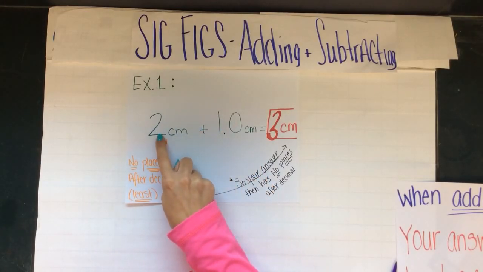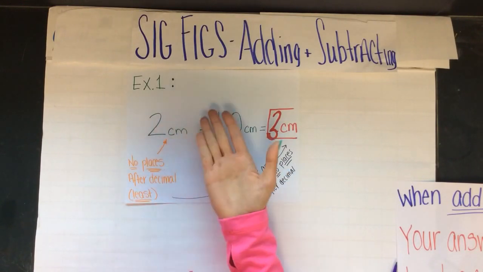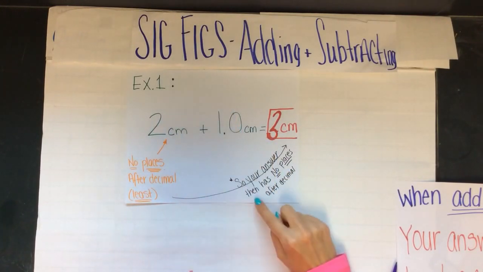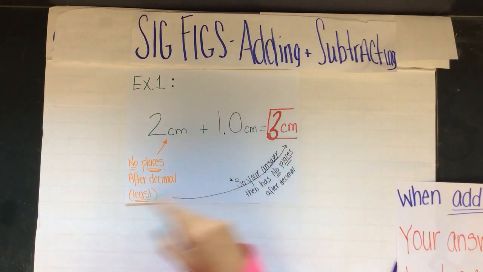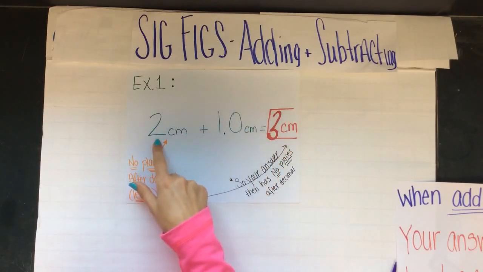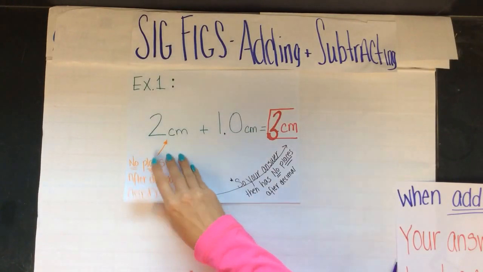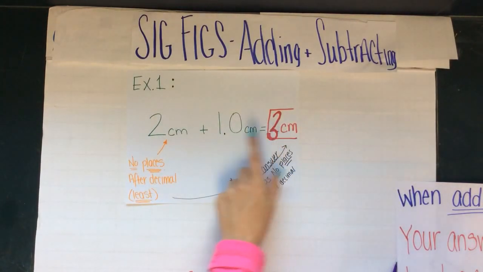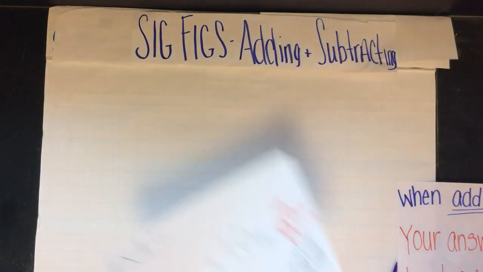My answer is only as good as my weakest link. So if you notice, my answer mimics the number of places after the decimal. So my answer, therefore, has no places after the decimal as well. Because we don't know. I mean, maybe this is 2.1, 2.2, but my instrument didn't let me read there. I couldn't figure it out. Okay? So my answer is 3 centimeters. Remember, a centimeter plus a centimeter is just a centimeter. Okay? All right, let's look at another example.